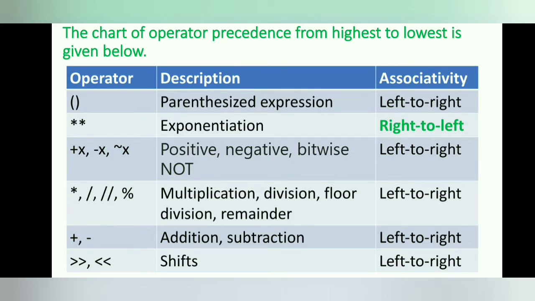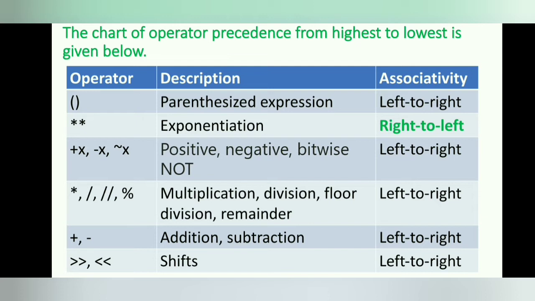The chart of operator precedence from highest to lowest is given below. Parenthesized expressions have the highest precedence in Python. It can be used to force an expression to evaluate in the order you want. The associativity is left to right. Exponentiation has the next highest precedence. The associativity is right to left. The next highest precedence is positive or unary plus, negative or unary minus, and bitwise not. The associativity is left to right.